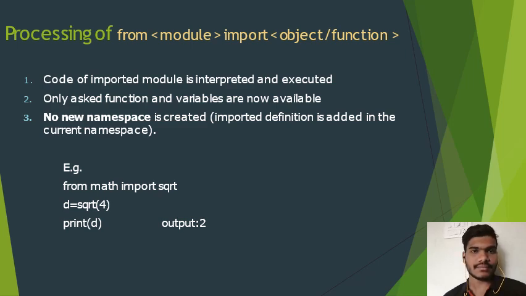Processing of from module import object or function. The code of the imported module is interpreted and executed. Only the asked function and variables are now available. No new namespace is created. Imported definitions are added in the current namespace. Example: from math import sqrt, d is equal to sqrt(4), printed in output as 4.